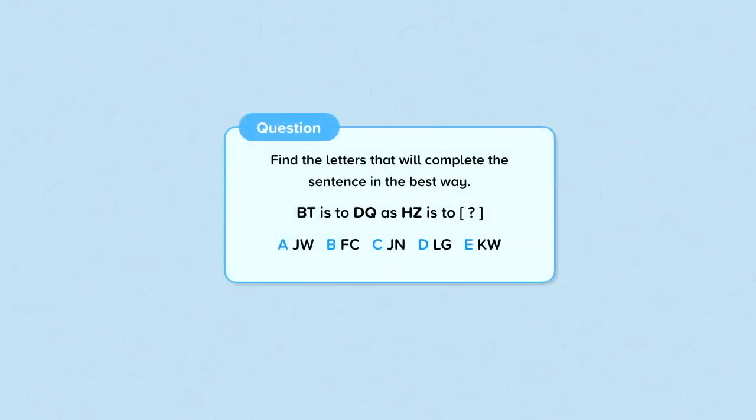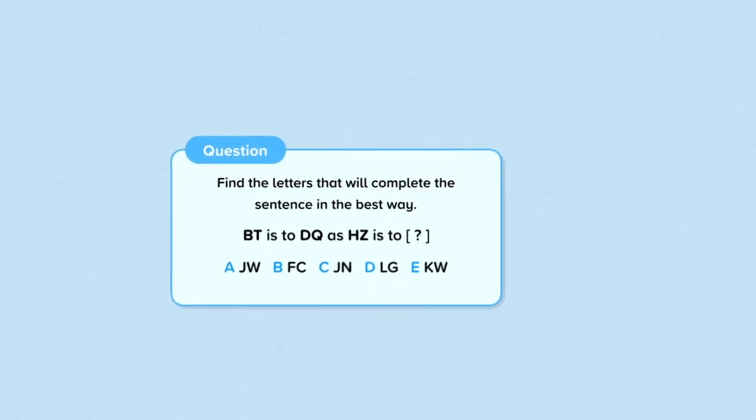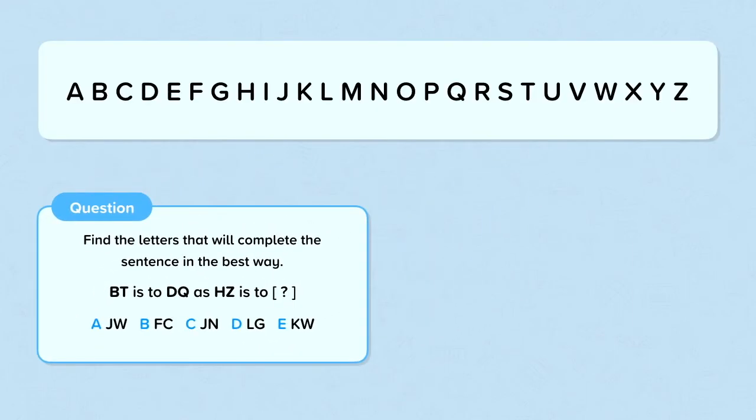Connecting letters. In this type of question, you need to find the letters that will complete the sentence in the best way. For these questions, you'll always have the alphabet to help you, and you need to count forwards or backwards in the alphabet to find the connections between the letters.